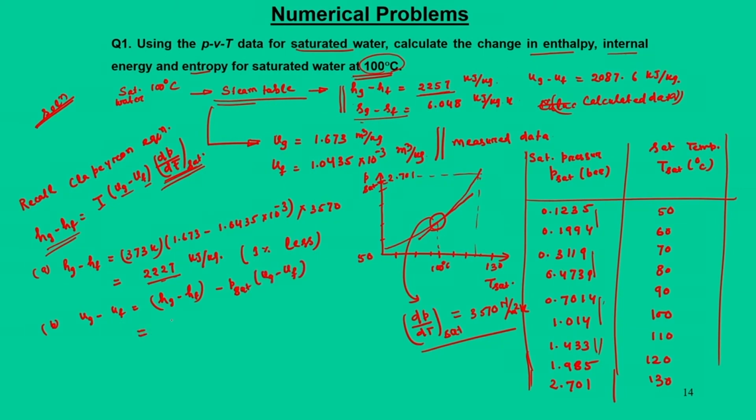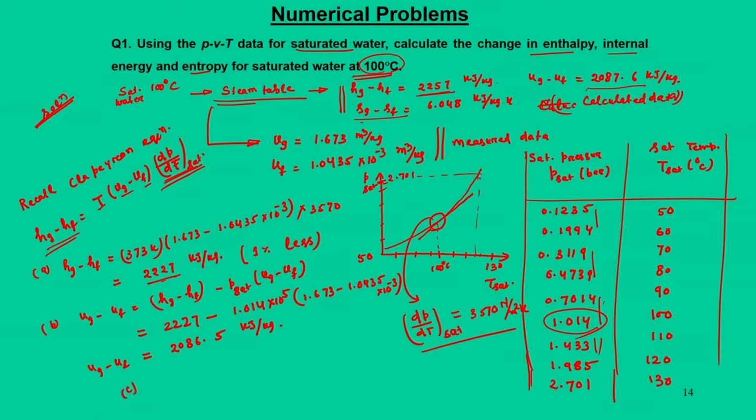So Hg minus Hf is known, 2227. P saturated at 100 degree centigrade is 1.014 into 10 to the power 5. Vg minus Vf is 1.673 minus 1.0435 into 10 to the power minus 3. When you put it in, this Ug minus Uf would be 2086.5 kilojoule per kg, but the actual steam table data is 2087.6 kilojoule per kg.